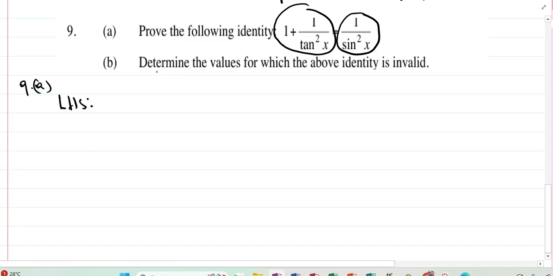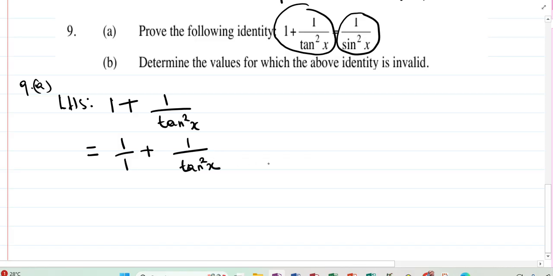Why do I pick the left hand side? Because I see that the left hand side has got two terms. So I believe that there is more that I can do to these two terms to get what is on the right. So what is on the left is 1 plus 1 over tangent squared of x. So how do I move on? How do I go about solving this? I can write this as 1 over 1 plus 1 over tangent squared of x.